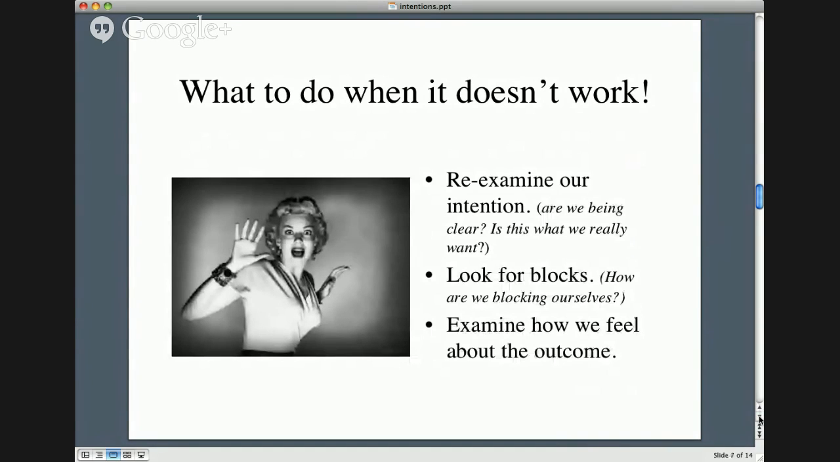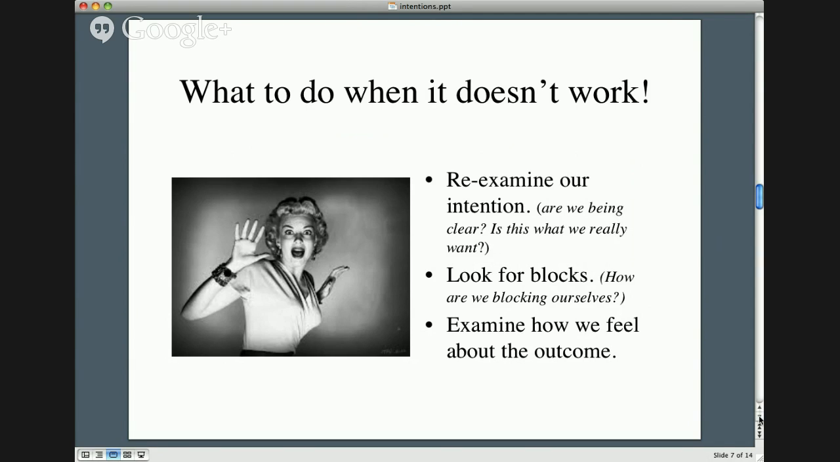And what to do when it doesn't work. So if we're having trouble making it come into reality, sometimes we have to really re-examine what our intention is. Because when it's not working, that means there's a block somewhere in our belief about it. Are we being clear about what we want, or are we setting a very vague goal? And does that goal light our fire? Does that light us up? And what's the feeling that we get behind when we're setting this intention or goal? Does it excite us, or does it scare us?